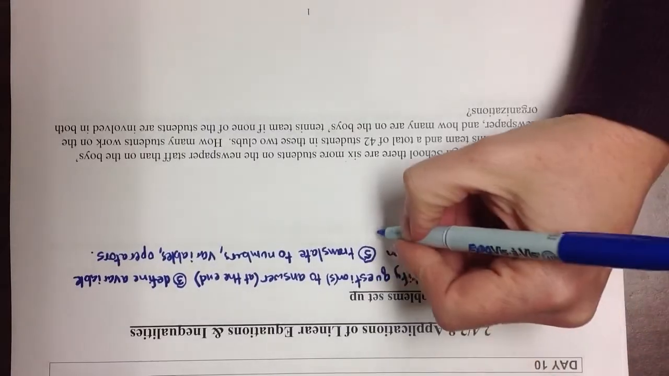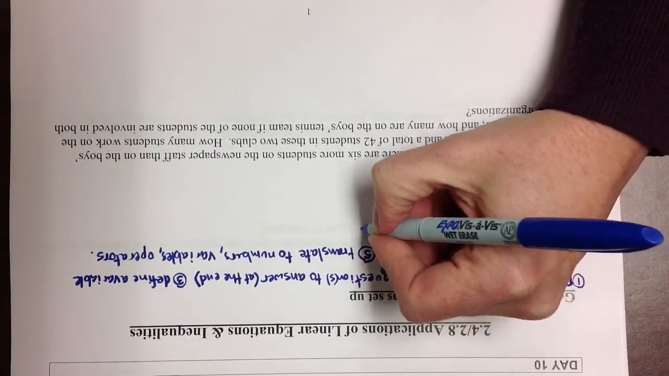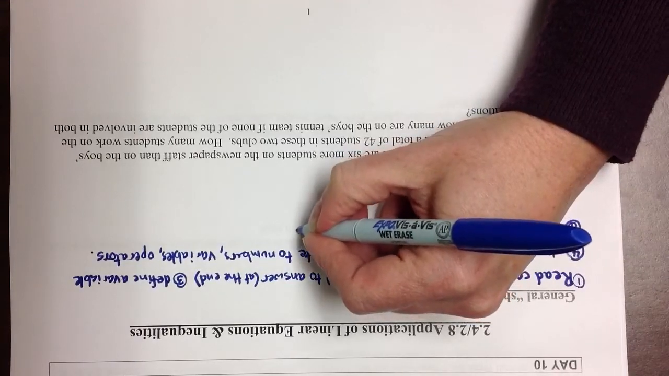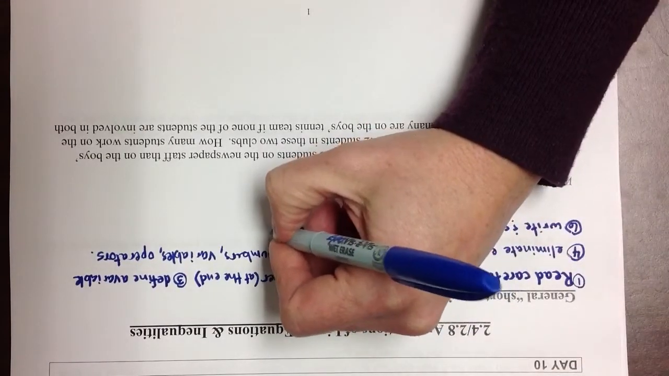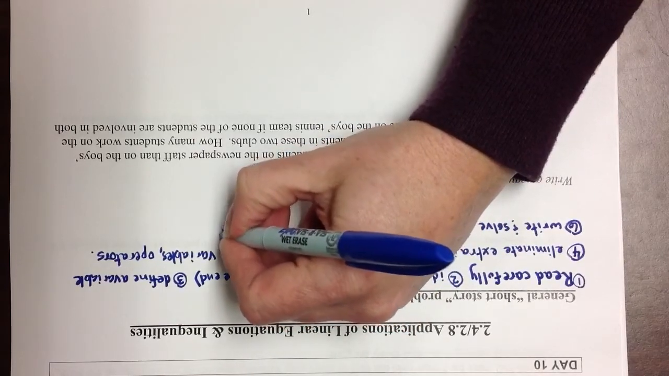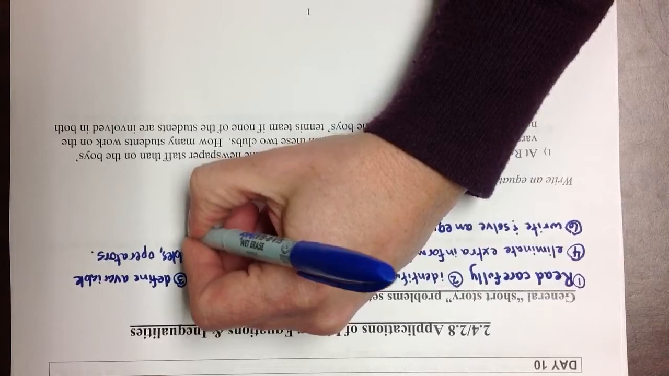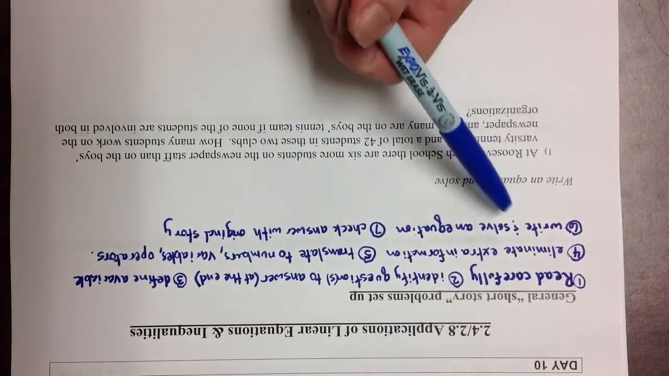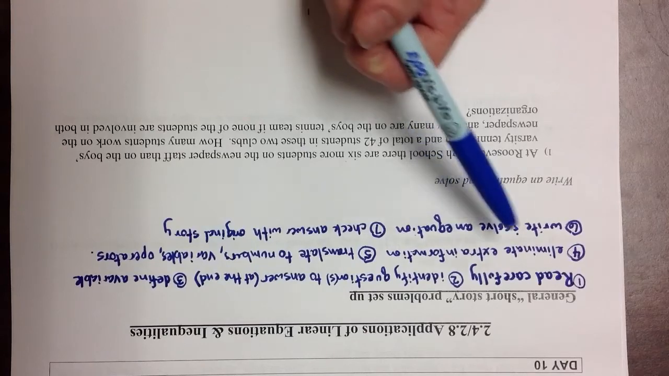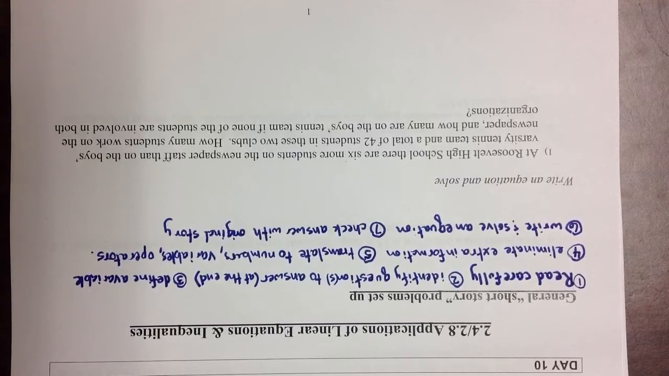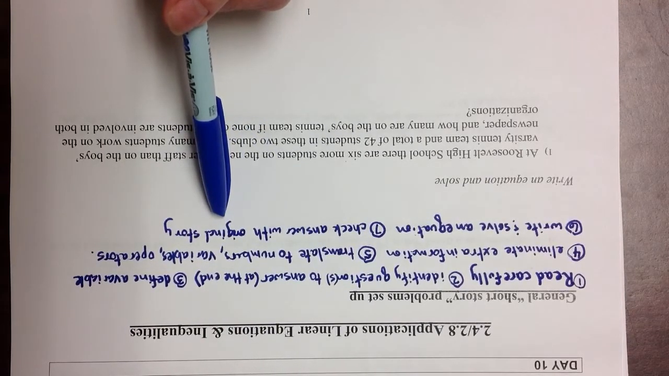And then the final step, check your answer with the original story. So it's not just a matter of taking the answer that you got and putting it back into your equation, because if the error you made happened somewhere up here in these first 5 steps, all you'll be doing is proving that you found the right answer to the wrong problem. So you always want to check your answer back with the original story.